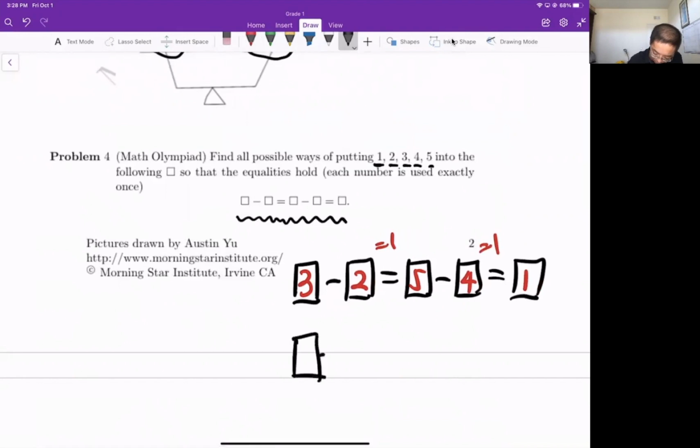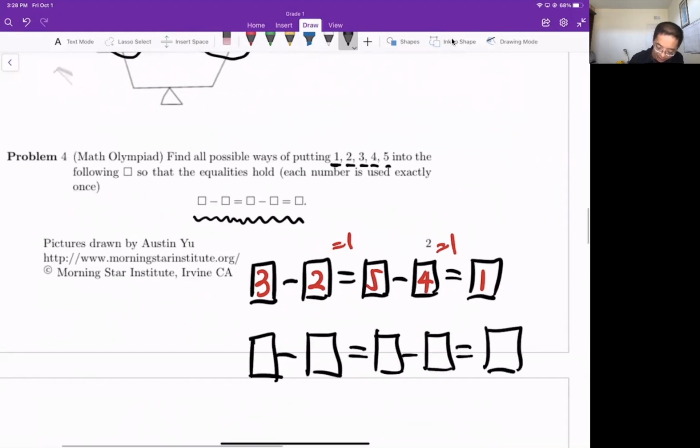Or we can do this one equals 3. We can do 5 minus 2 and 4 minus 1, right? Both of them equal 3. 5 minus 2 is 3, and 4 minus 1 is also 3. So these are 2 ways we can make it work by putting these 5 numbers into these 5 boxes.